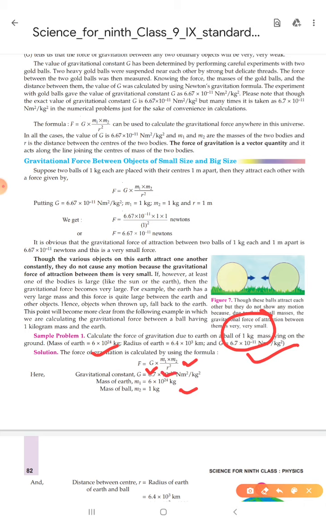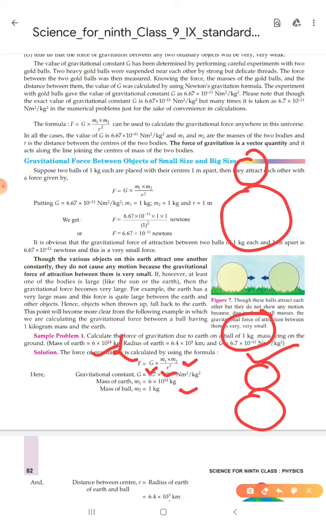Now this is small r. It means the distance between both things, earth and object. So what is the distance between earth and object? For that we have been given the radius of earth. It is earth and this is an object. Always this object is attracted towards the center of the earth, you should know. So the distance between the center of the earth and that object is the radius of earth, which is 6.4 into 10 to the power 3 kilometer.